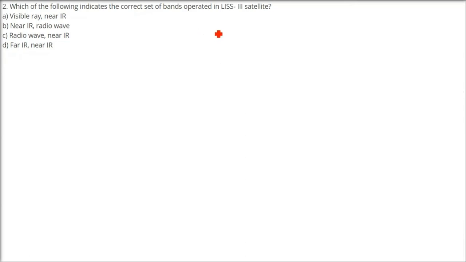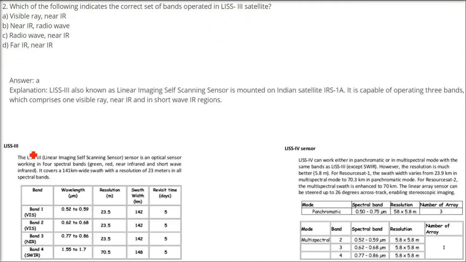Which of the following indicates the correct set of bands operated in LISS-3 satellite? So LISS-3 is not a satellite, LISS-3 is a sensor first of all. LISS stands for linear imaging and self-scanning. So this is a sensor, and when we talk about LISS, there are bands green, red, NIR, near infrared, and short wave infrared, SWIR. The swath is around 141 kilometer, and resolution, that is, two points that can be resolved on the ground, is 23 meter. So visible and NIR. So the first one is the correct answer, because green and red come in visible, NIR is already there. Options B, C, D don't suit the answer.